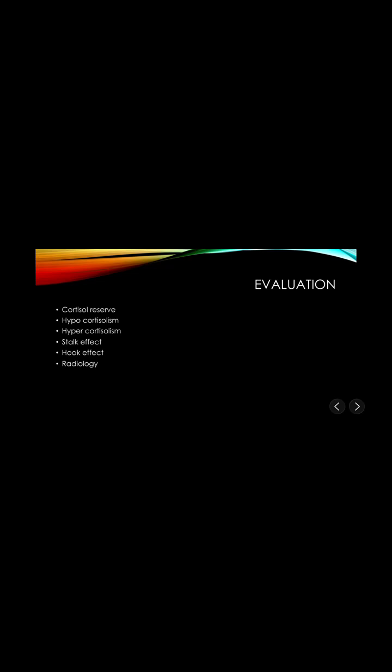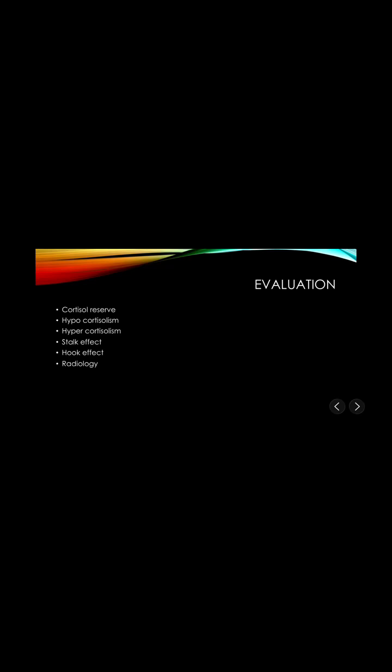The normal value is 6 to 18 microgram per deciliter of cortisol is the normal value. So if at 8 a.m. the cortisol is even less than 6 microgram, it means that there is adrenal insufficiency, and you have to confirm that hypocortisolism is there. Then 8 a.m. cortisol is between 6 to 14. It is a gray area. You have to do it again. Then it is more than 14 microgram per deciliter. Then the patient is fine. He is not hypo.